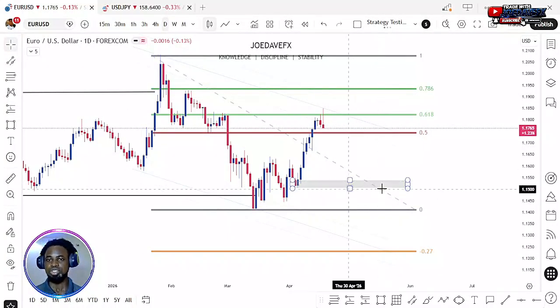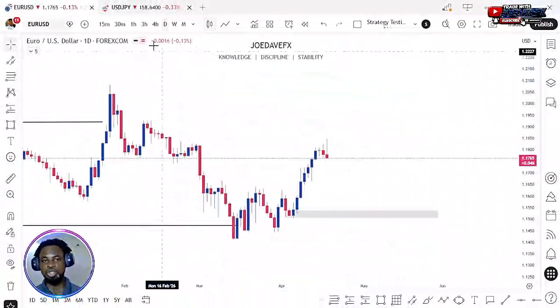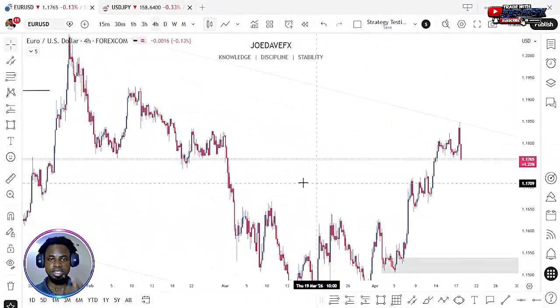And this is actually going to be our first level target. Likely, if price still approaches, then we get our next level target before we drop further. So let me show you something on the 4-hour time frame as well. So this is the 4-hour time frame.